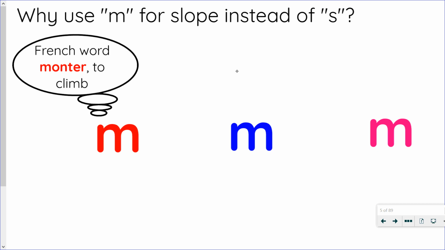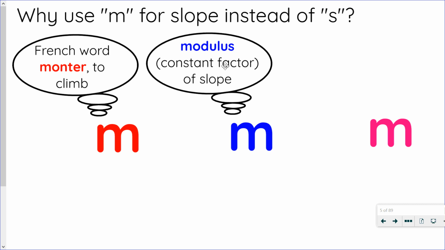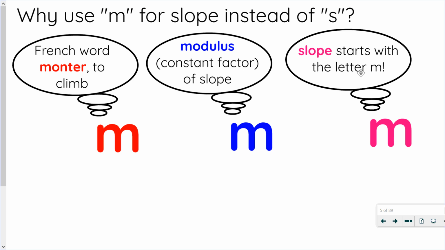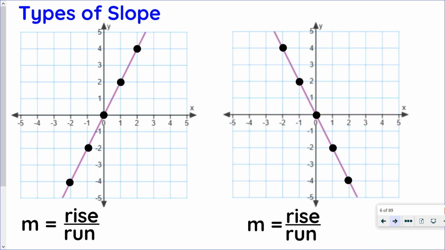Another reason I heard is that M stands for modulus, because it used to be called the modulus of slope. Modulus just means a constant factor. Well, that also makes sense because slope from point to point stays constant within a certain line segment. So there is no agreed upon reason why the letter M is used for slope. What I like to say is, we use M for slope because slope, the word itself, starts with the letter M. That seems to be just as good a reason as any other one. So whatever reason you want to hold on to, let's look at the types of slope.